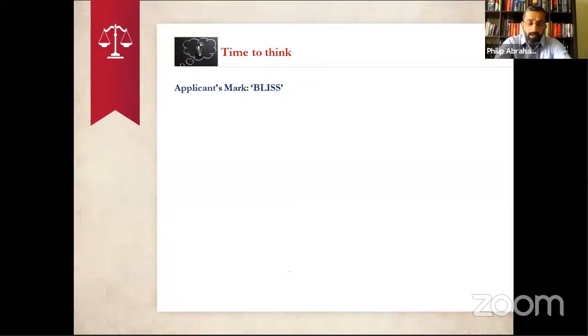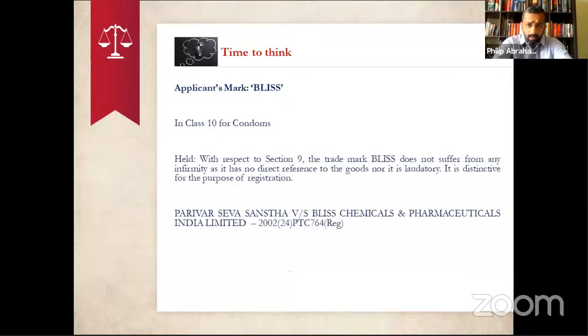Another interesting case to describe what is descriptive or distinctive is this. The applicant's trademark was Bliss, and it was in relation to condoms. The trademark registry held with respect to section 9, so when I say section 9, we are talking about lack of distinctive character, that the mark Bliss does not suffer from any infirmity, as it has no direct reference to the goods, nor is it laudatory in nature. It is distinctive and fit for registration.